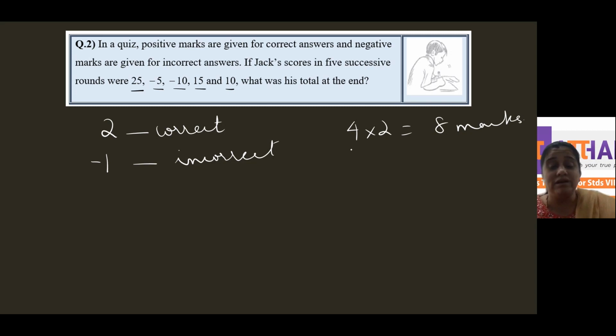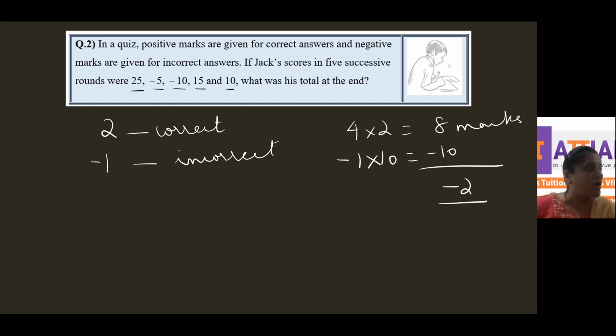10 wrong. -1 into 10 is -10 marks. You lose 10 marks. So what is your score? -2. So it is possible to get a negative score because there's negative marking. In the examinations we have at school, we don't have negative marking. If you don't get it right, you get 0 for it. The teacher doesn't give you -2 for that. There is no negative valuation in your papers. But here, if you're wrong, you lose marks.